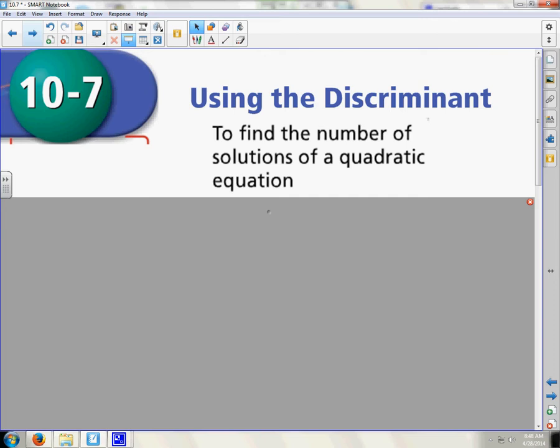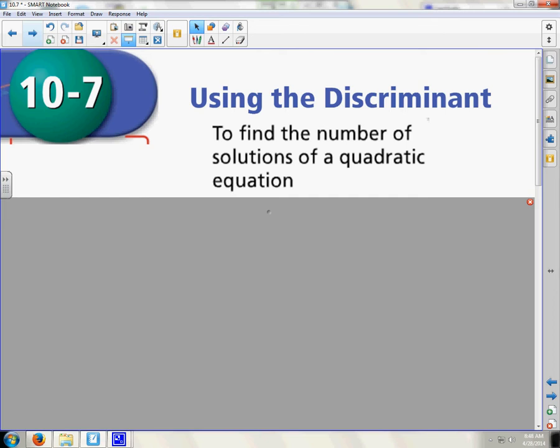If you remember, you can have 3 different solutions for a quadratic equation. Your parabola can hit the x-axis twice, so that would have 2 solutions. You could hit it right at the point of origin, which would have 1 solution. Or you could not hit the x-axis at all, and that would have 0 solutions or no solutions.